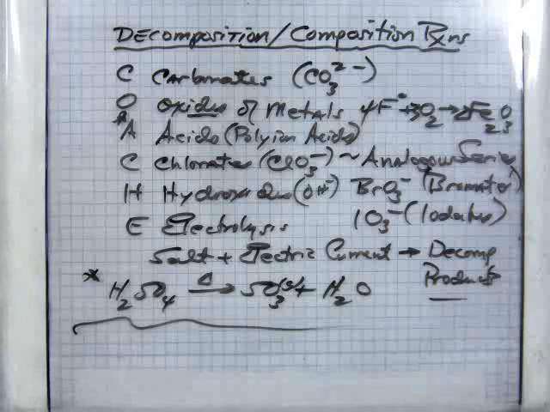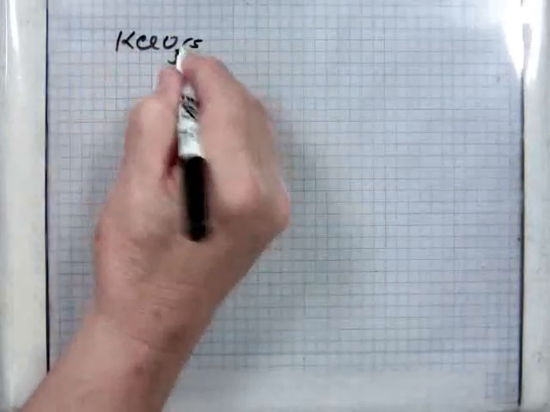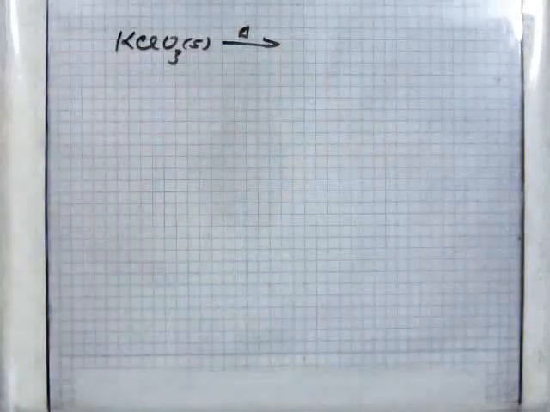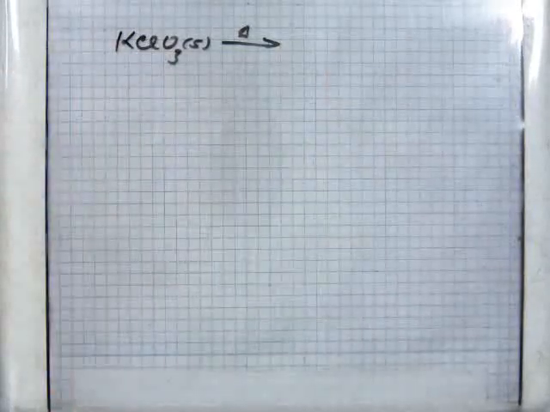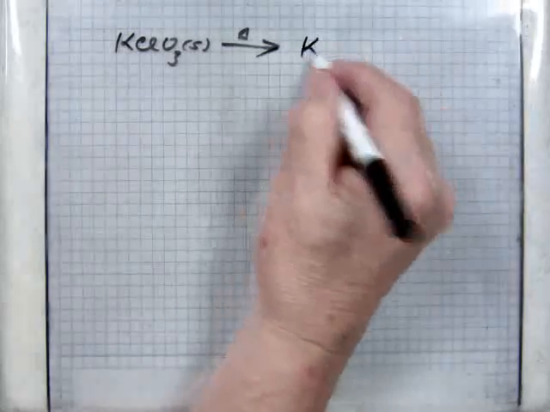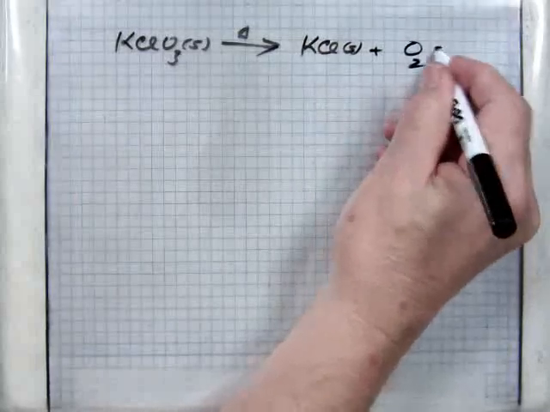Now, KClO3 is a solid, and we're going to heat that, and according to the list here, it's going to break down into potassium chloride salt and oxygen. It's going to give off. Going to go to KCl as a solid, and O2 as a gas.